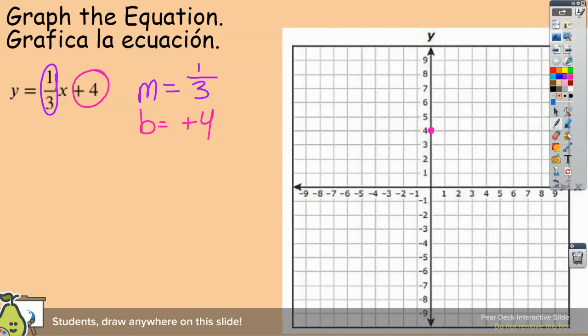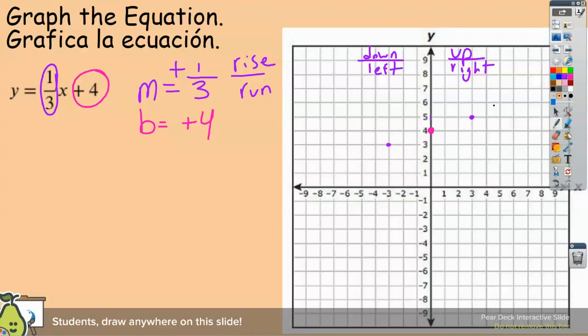And now my slope, we're going to use it as rise over run. We do have a positive slope, so that means our options are, I'll put it on the right side. We're going to have one point that's going to be upright, and we're going to have one point that's going to be down left. So if we go up 1, we're going to go to the right 3, and then we're going to go down 1 and to the left 3.